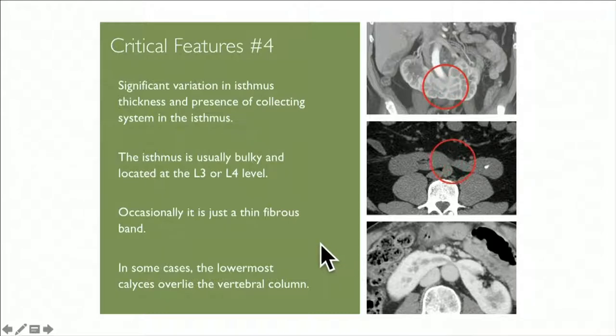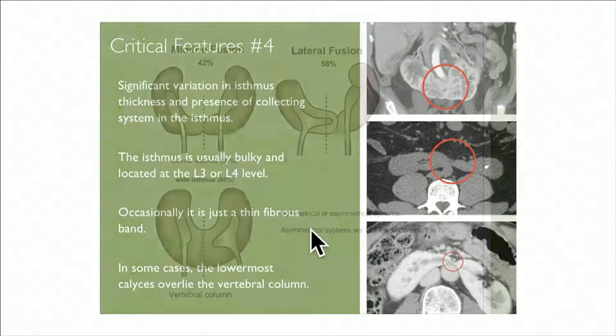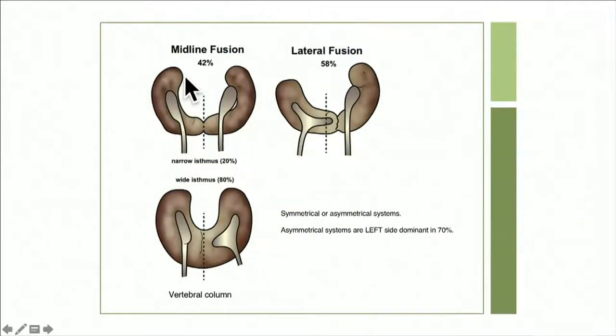Keep in mind that, when you do this, there's a midline fusion and a lateral fusion flavor of horseshoe kidneys. About 40% are midline fusions, meaning that they're very symmetrical, and the collecting systems do not cross the midline. But almost 60% can have lateral fusion, where the collecting system crosses the midline and actually the fusion is not in the midline. This is an important issue when doing surgery to remove one of these moieties.